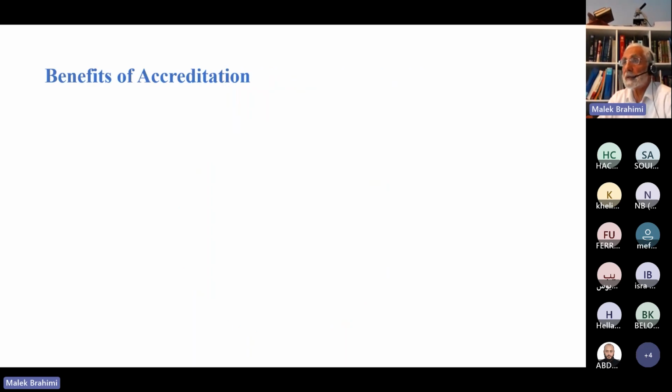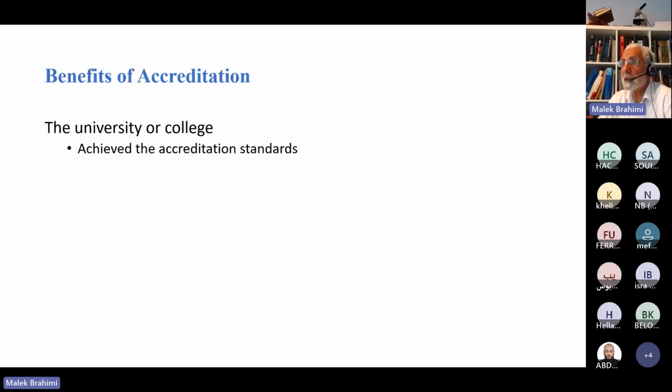Now, benefits of accreditation. Why do we need accreditation? First, the university or college achieved accreditation standards. Accredited means it reached the standards that are applied all over the world. Second, it has proof of stability. Of course, when the university is accredited, that means it's stable because it goes through a process. That process makes it absolutely stable if you follow that process of accreditation.